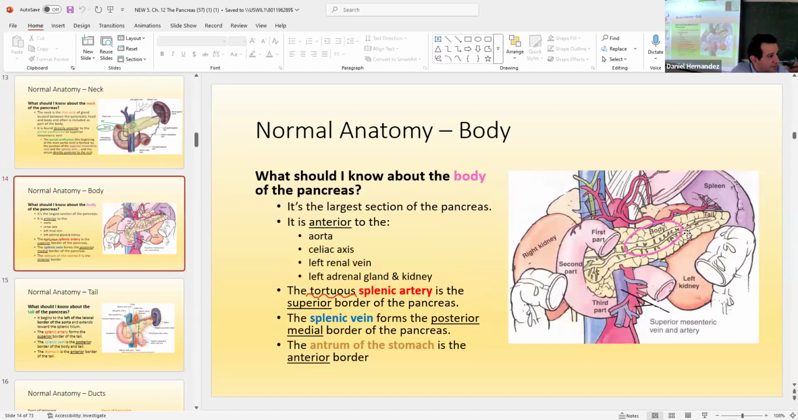Body of the pancreas. Again, splenic artery makes that superior border of the pancreas. So splenic artery there creates the superior border. Splenic vein we know is posterior, so it's behind the pancreas there, the posterior border. Got the distal antrum of the stomach anterior.